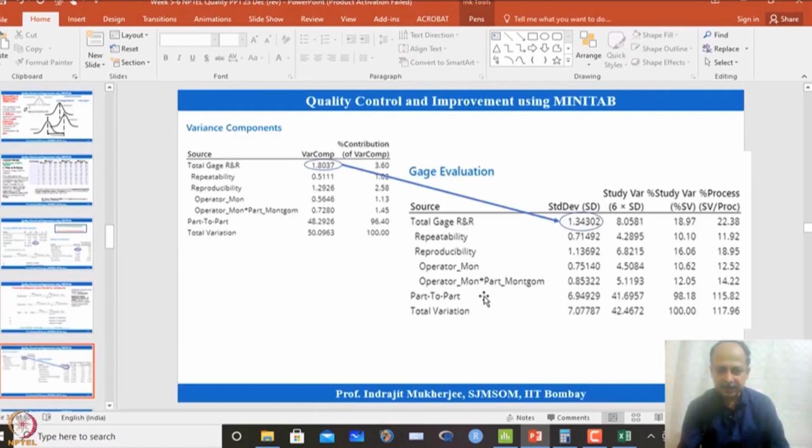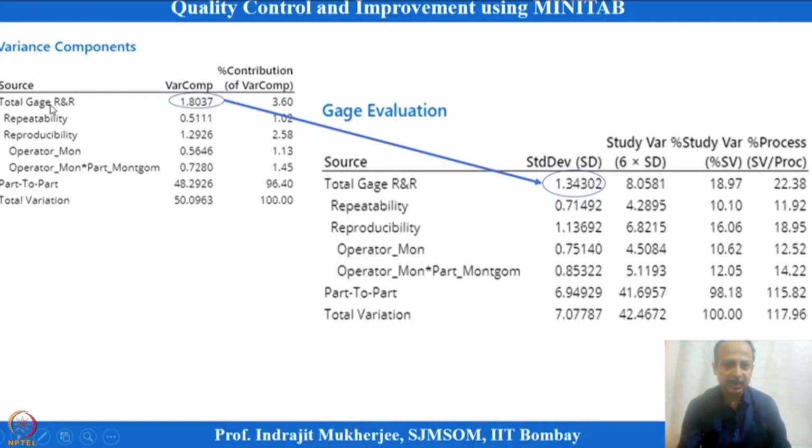If you see this, this is the variance component that we have calculated, 1.8037. Then we can also calculate the standard deviation. If you take the square root of this, it will be 1.34. Similarly, all these values are calculated. This represents the variance component we have collected, total gauge R&R. The standard deviation is just the square root of this, and you get all the components here.